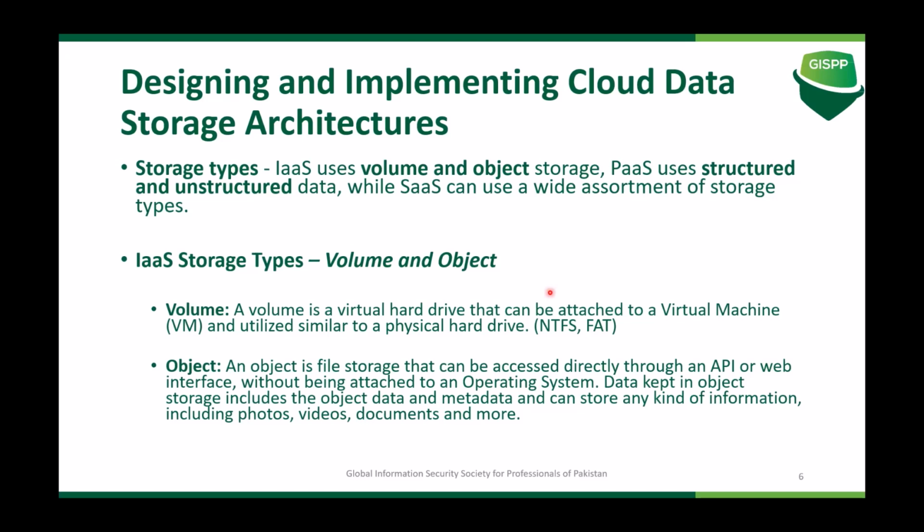Okay, so the next one is PaaS. We talked about two storage types, volume and object, which are for infrastructure as a service. Now, for platform as a service, you use two different types of storage, and those are called structured and unstructured.